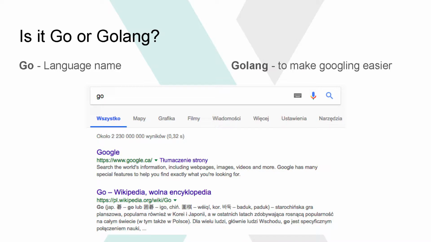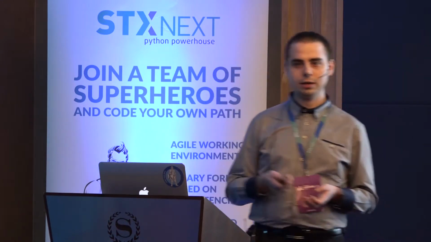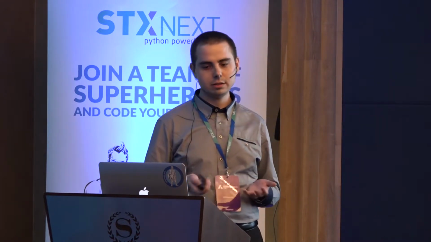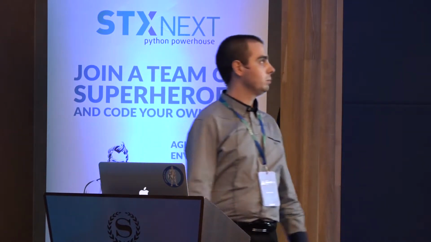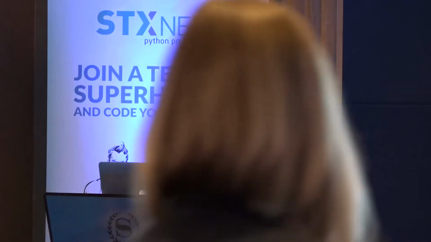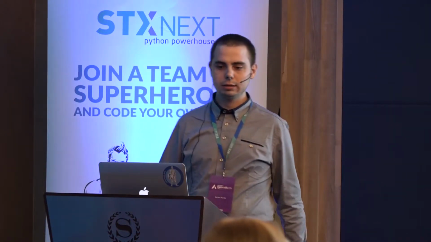Actually, the name of the language is Go, and what's the history behind the Golang? Because it's really difficult to Google for Go and find the answer that we want to see. So, for example, when you put Go, you can see Pokemon Go. So the name Golang was made to make the googling easier.